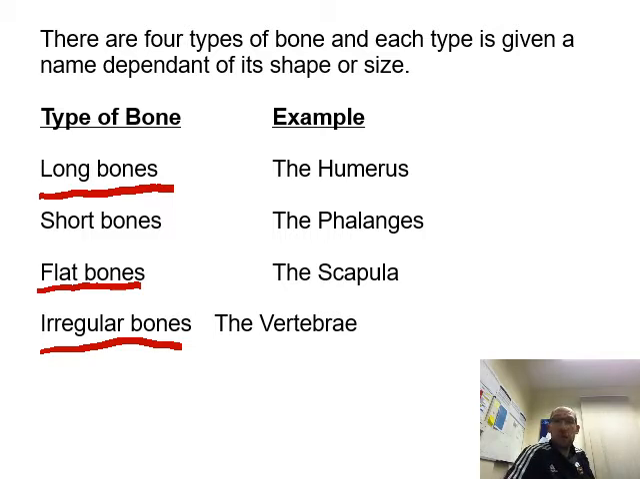The next one is the flat bones. Now flat bones, you might think, what's that? Flat bones could be in the cranium, which is flat. Or we go to the scapula, which is in the shoulder here. The bone is flat and smooth.